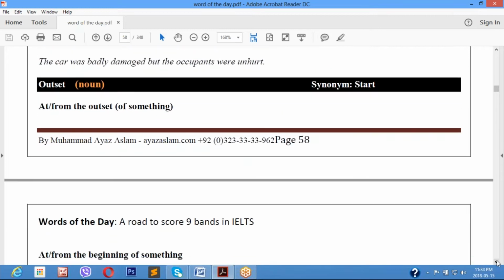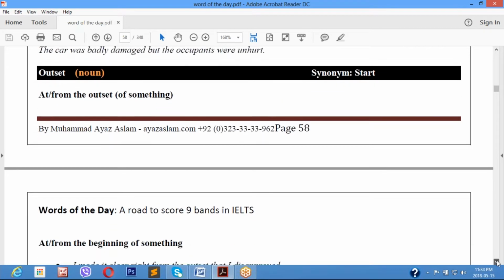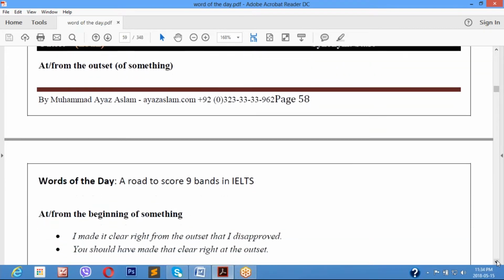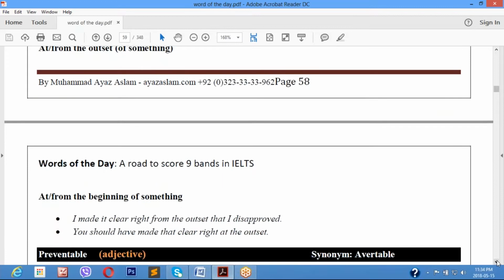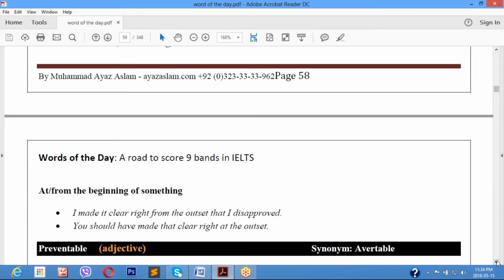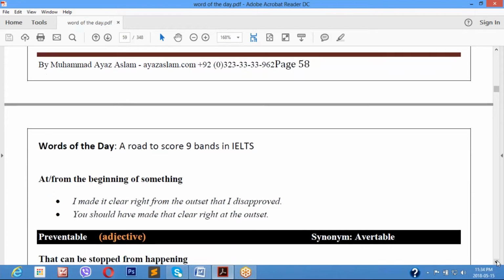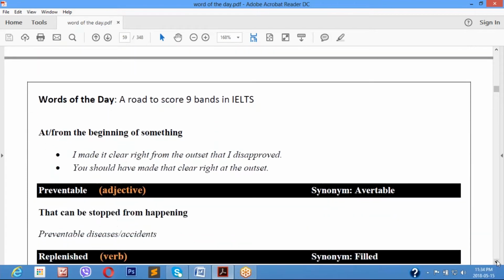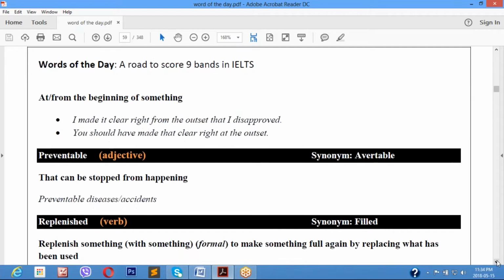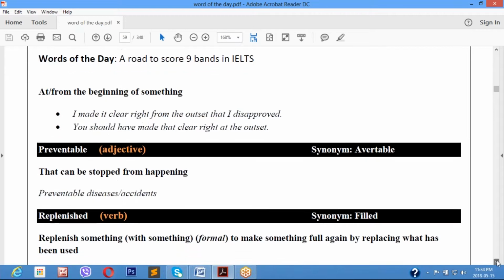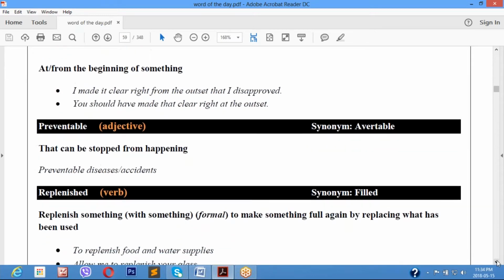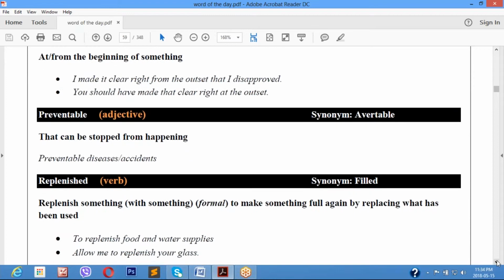Outset. Okay, the start or beginning of something. I made it clear right from the outset. बिल्कुल आगाज से मैंने क्लियर कर दिया था that I disapproved, कि मैं इसको कबूल नहीं करूंगा. You should have made that clear right at the outset. आपको शुरू शुरू में बता देना चाहिए था. Outset, the outset इसको याद रखें. This is a very good word if you want to use it in writing.